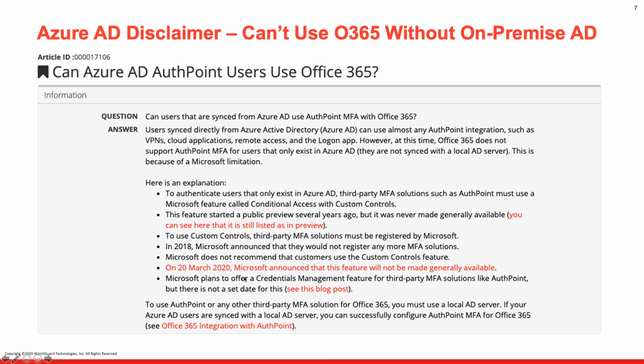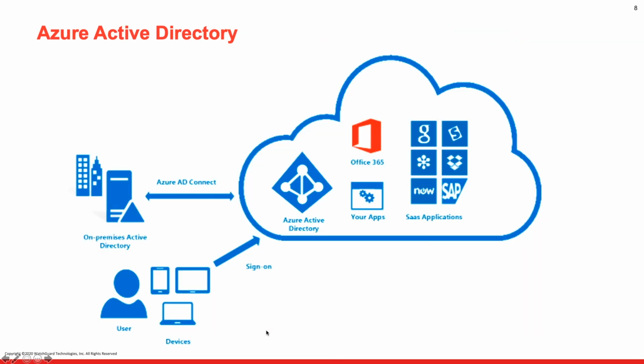In March 2020, Microsoft announced that this feature would not be made generally available. However, they do plan to offer a credentials management feature for third-party MFA solutions like AuthPoint, but there's not a set date for this. Again, there's a hyperlink for that blog post. To use AuthPoint or any other third-party MFA solution for Office 365, you must use an Active Directory server. If your Active Directory servers are synced with a local Active Directory server, you can successfully configure AuthPoint MFA for Office 365. And that can be done easily with, so this is a picture looking at some of your environments.